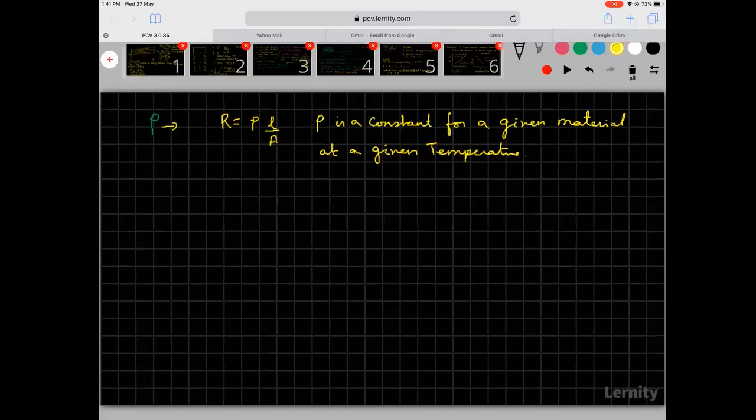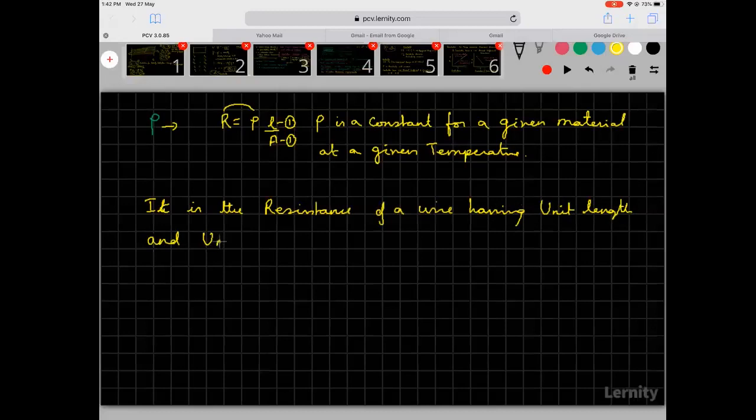Definition of resistivity. Suppose I make L equal to 1, suppose I make area equal to 1, then R is equal to rho. That's how 90% of definitions of physics are. So what is resistivity? Resistivity is the resistance of a wire having unit length and unit cross-sectional area.